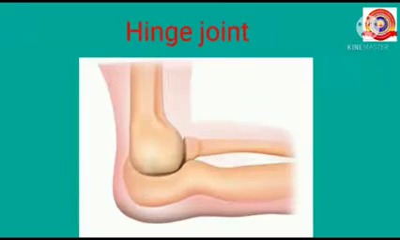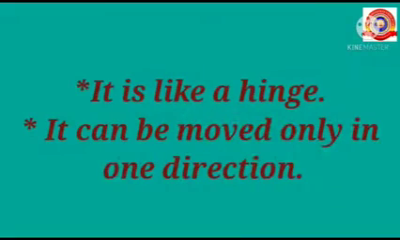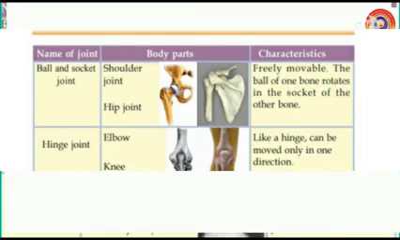The next one is hinge joint. It is seen in the elbow and knee. It is like a hinge. It can be moved only in one direction. So what is the characteristics of a hinge joint? It can be moved only in one direction.